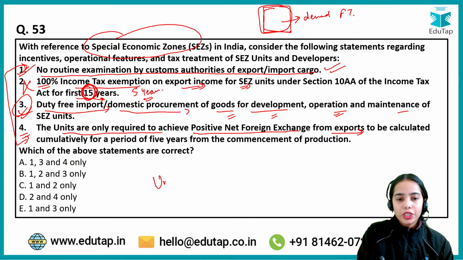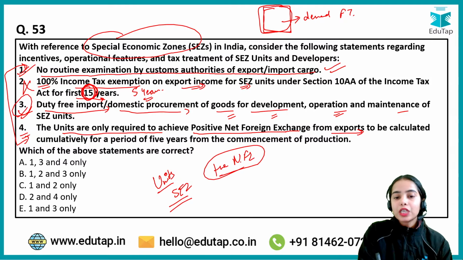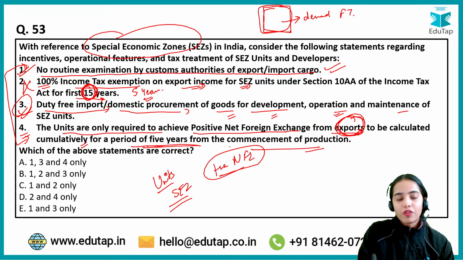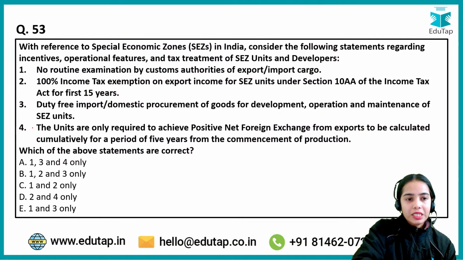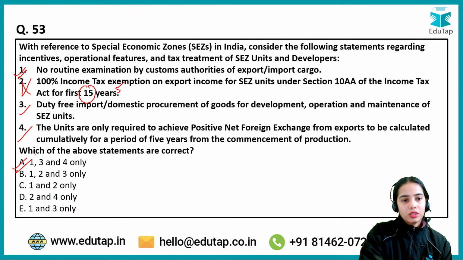So see, the units that are established in special economic zone need to have the positive net foreign exchange. That means they need to earn the foreign exchange from the exports to be calculated cumulatively for a period of 5 years from the commencement of production. This is also correct. So basically first is correct, second is wrong. It should be 5 years. Third and fourth are correct. So 1, 3 and 4.